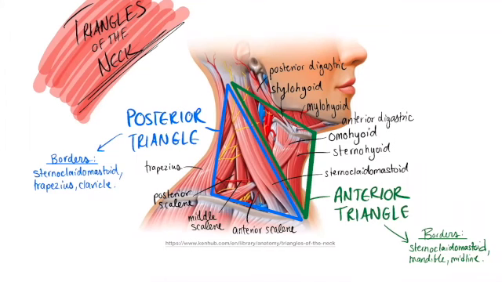The blue one represents the posterior triangle. It's going to be bordered anteriorly by the sternocleidomastoid, inferiorly by the clavicle, and then posteriorly by the trapezius muscle. And then over on the right side, we have the green representing the anterior triangle. That is going to be bordered posteriorly by the sternocleidomastoid, superiorly by the mandible, and then medially by the midline.